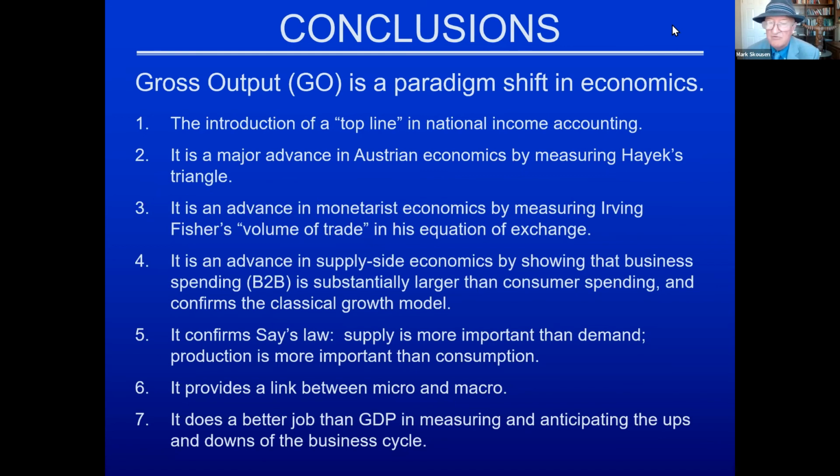Say's law is gaining a lot of interest in today's economy. Supply is more important than demand, production more important than consumption. It provides a link between micro and macro, and it does a better job than GDP in measuring and anticipating the ups and downs of the business cycle. And I should also mention that several private economists are using GO to predict the next GDP move. And whenever GO is growing faster than GDP, that's optimistic. And it did a perfect job just this last quarter when GDP just came out for the first quarter, which surprised economists because it grew faster. And my GO model did predict that because GO is growing faster than GDP.